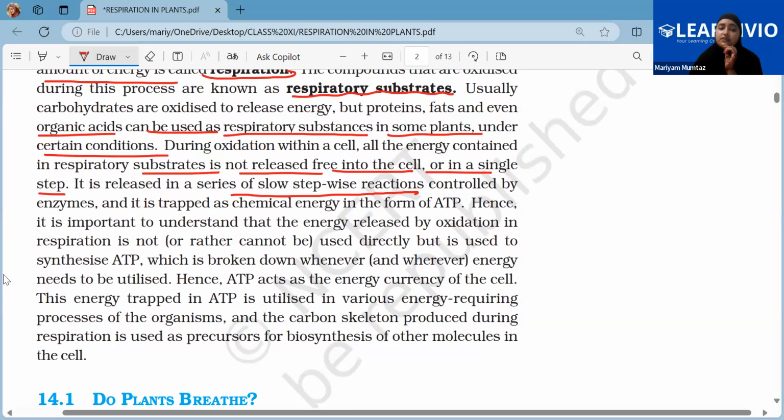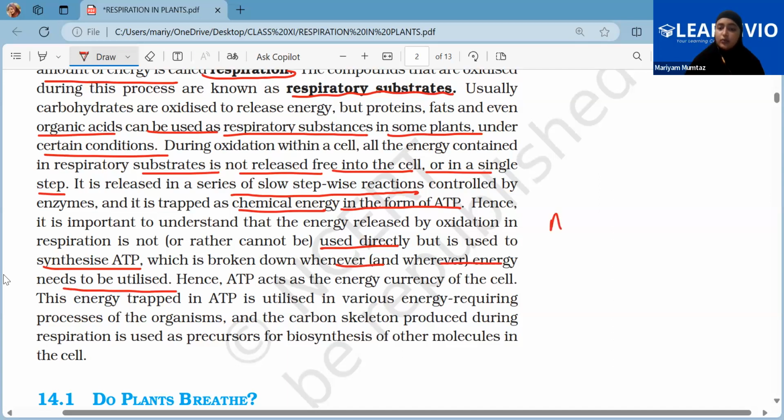And then all of the energy which is released by the breakdown is trapped as chemical energy in the form of ATP. Hence, it is important to understand that the energy released by oxidation in respiration cannot be used directly, but it is used to synthesize ATP. So wherever energy is released, it will be used to make ATP first, and then only the energy can be utilized. Now, whenever ATP is broken down, wherever energy needs to be utilized.